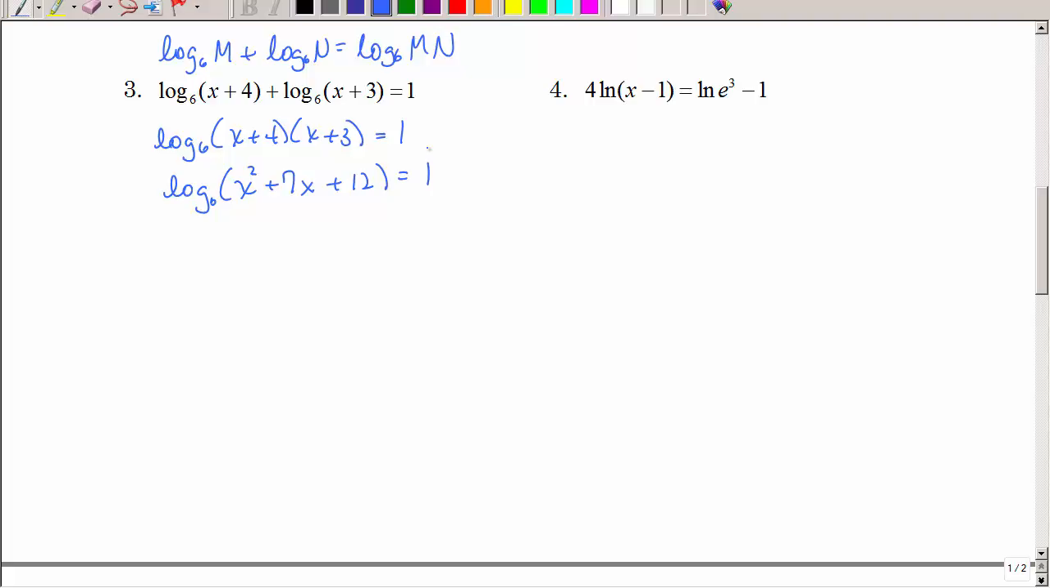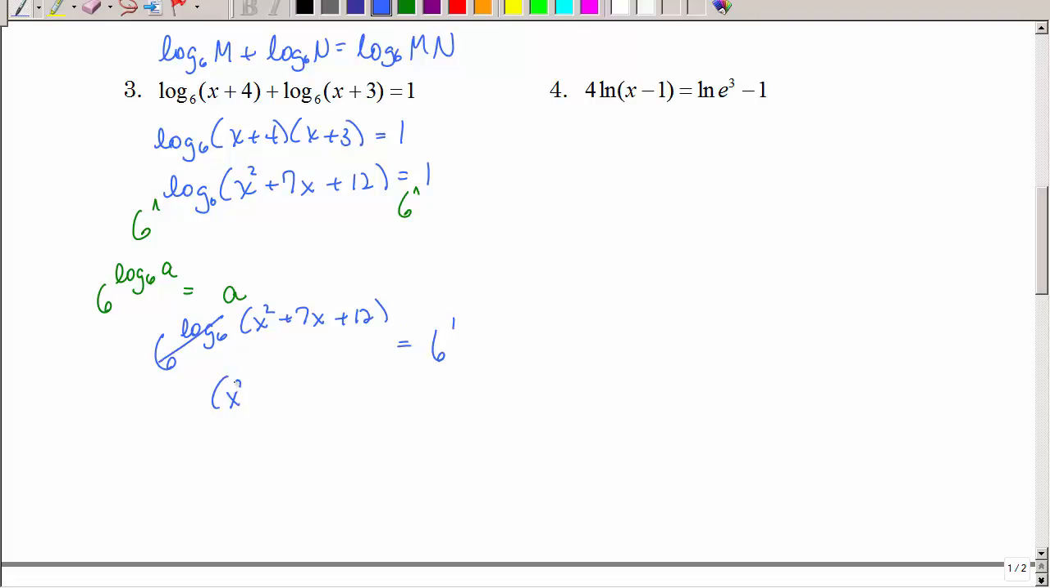Instead of e'ing both sides, I'm going to raise each side to where the base is 6, because again it's that same property. If I have 6 raised to the log base 6 of something, they cancel each other out because of those inverse properties. So I have 6 raised to log base 6 of x squared plus 7x plus 12 equals 6 to the first power. So that tells me x squared plus 7x plus 12 equals 6.